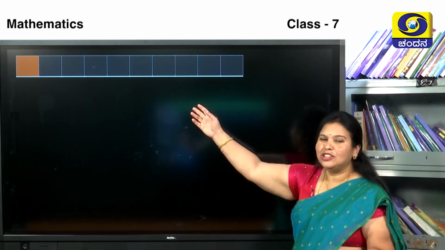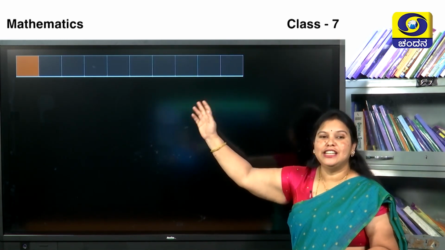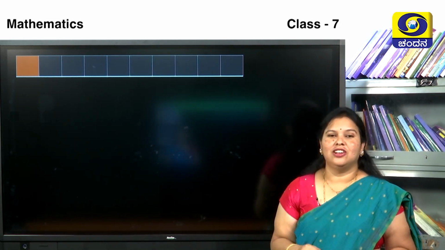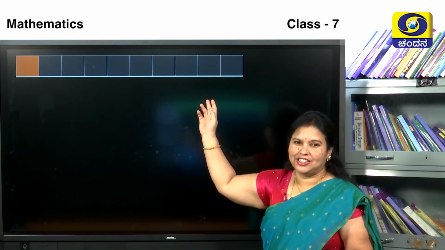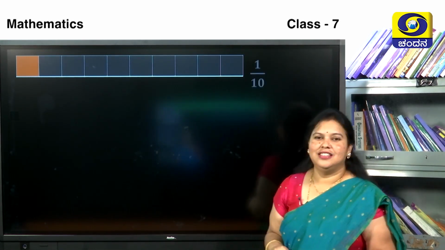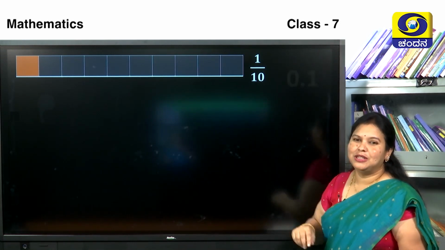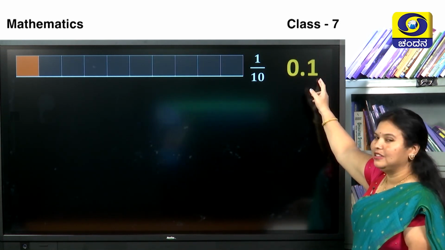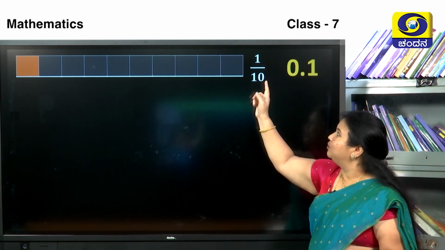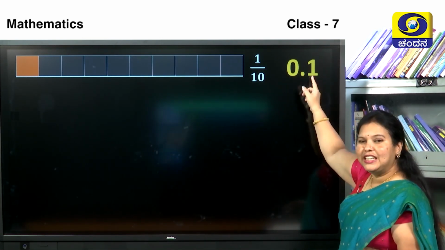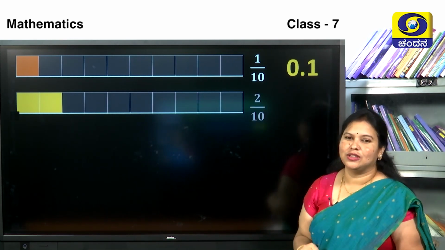Here a rectangular box is divided into 10 equal parts and one part is shaded. So, you have learnt already how to write it in fraction, right? Yes, we can write it as 1 by 10. It is nothing but 0.1. Here we have 1 in the numerator. So, we have to write it after the decimal point in 10th place. We will see the next one.